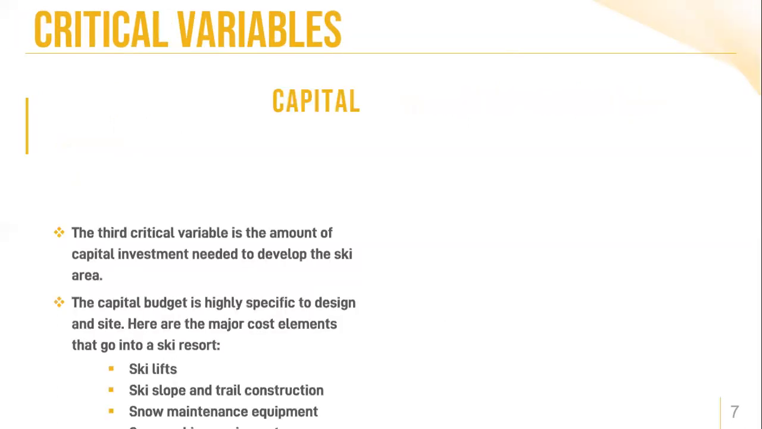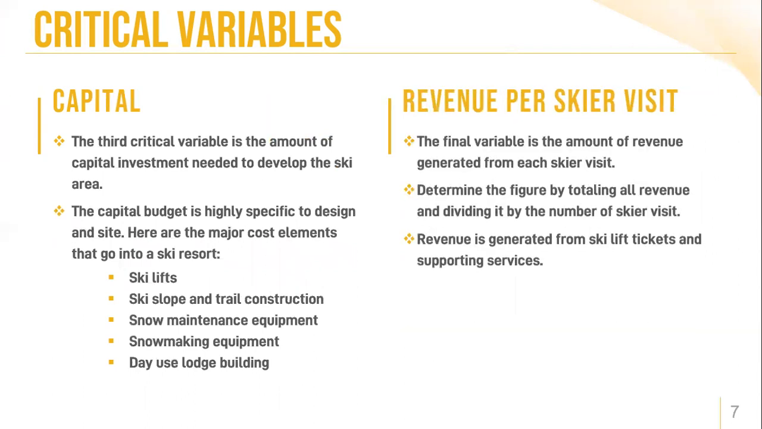Okay, so number 3 is capital. The third critical variable is the amount of capital investment needed to develop the ski area. When the capital is increased, the attractive capacity of the resort will be increased also. So the capital budget is highly specific to design and site.